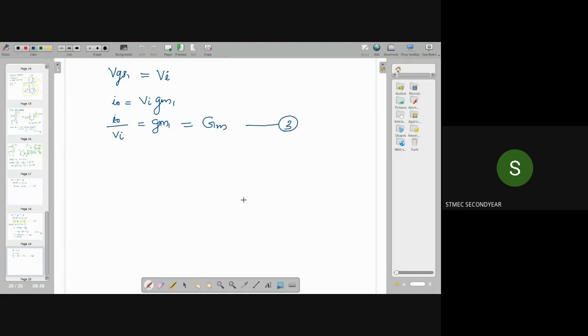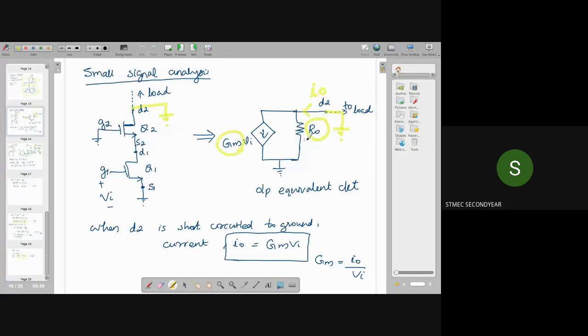So this was our one aim, that is to find the value of Gm. So we have obtained capital Gm is equal to gm1. Now next we have to obtain this equivalent resistance, that is Ro. So our next aim is to find this Ro.